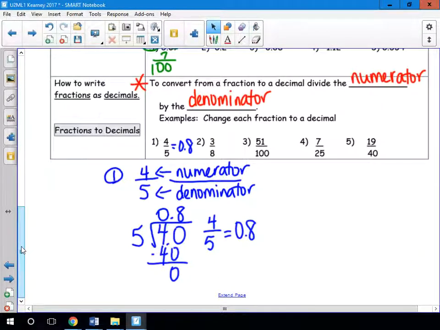Okay? So just to recap, to convert from a fraction to a decimal, you're going to divide the numerator by the denominator. Just like you already kind of looked at this last week. When you see something as a fraction, that means you can divide the top number by the bottom number.